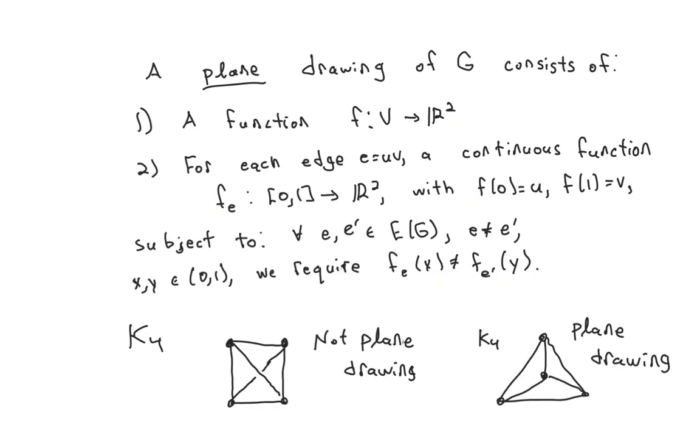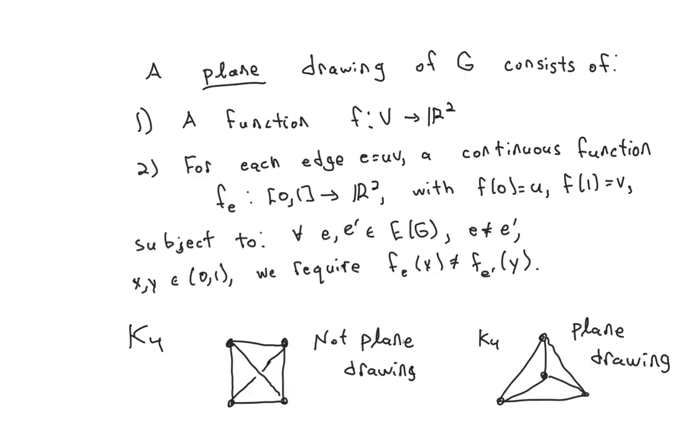To make this precise, a plane drawing of G consists of the following pieces of information. So first you have a function from the vertex set to R2 telling you where you're going to put the vertices as points. And then for every edge uv of your graph, you need a continuous function from the interval [0,1] to R2 with the feature that f(0) is u and f(1) is v. So the whole point is that we're going to represent these curves for the edges as continuous functions.